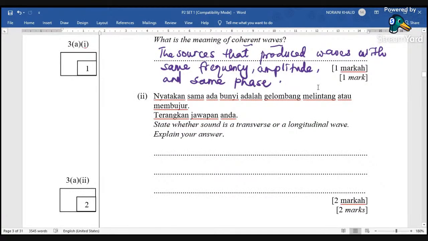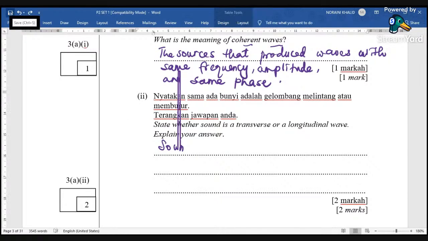State whether sound is transverse or longitudinal. Explain your answer. Sound wave is the only wave which is longitudinal. The rest all are transverse. Okay.